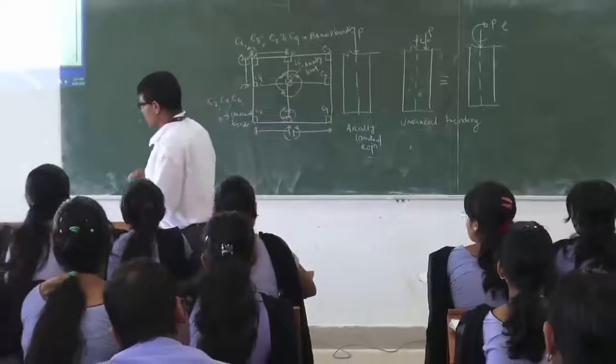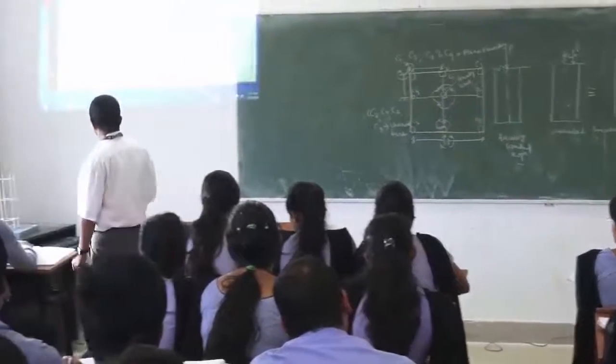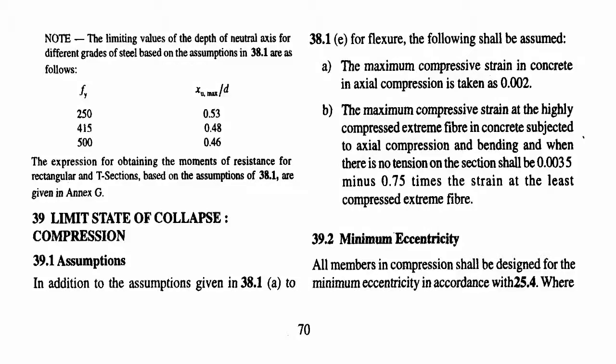Now before going to that, let us go to the code. Open your page number 70. Now you see clause number 39. Clause 39 gives limit state of collapse: compression. Design for compression, you will find in clause 39. What does clause 39 say?